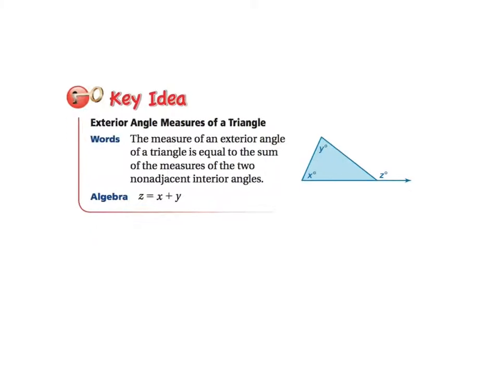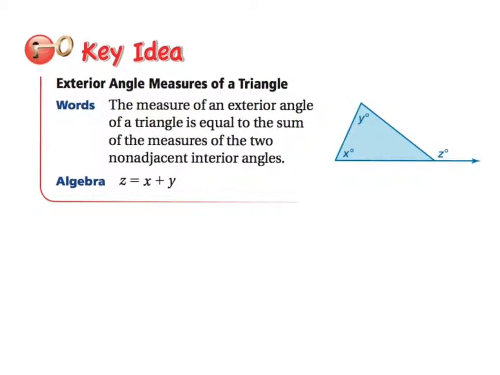Which actually leads into our next key idea, which is this. The measure of an exterior angle of a triangle is equal to the sum of the measures of the two non-adjacent interior angles. This angle right here is adjacent to Z. So the two non-adjacent interior angles would be, in this case, X and Y. So to find the measure of Z, we could find the sum of X and Y. So Z equals X plus Y.